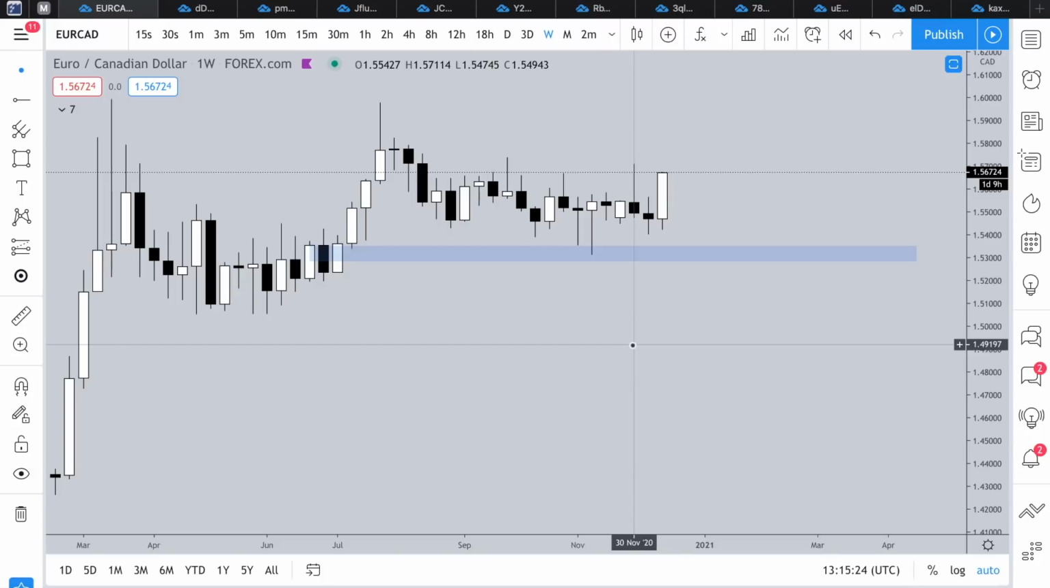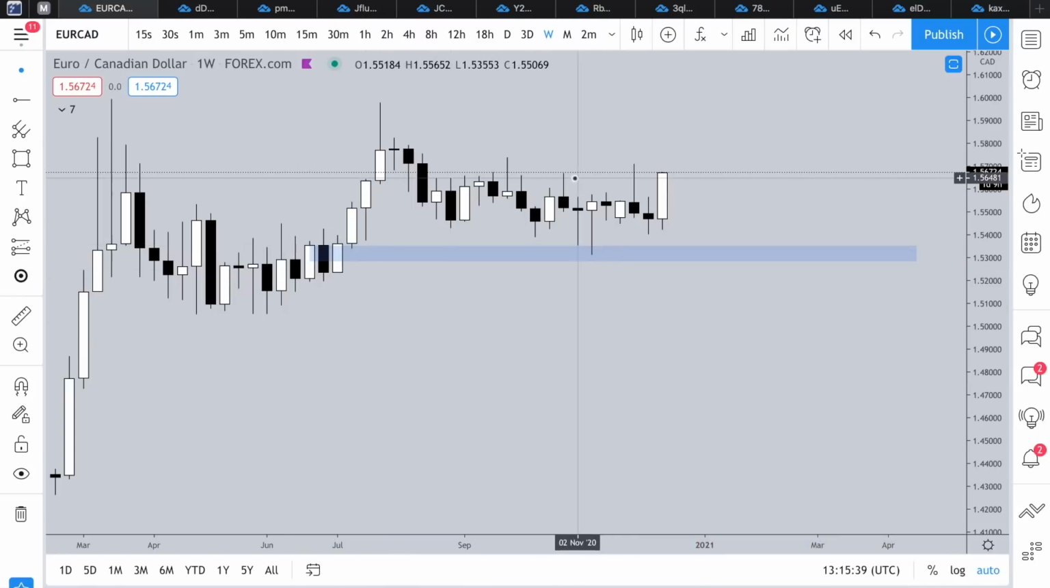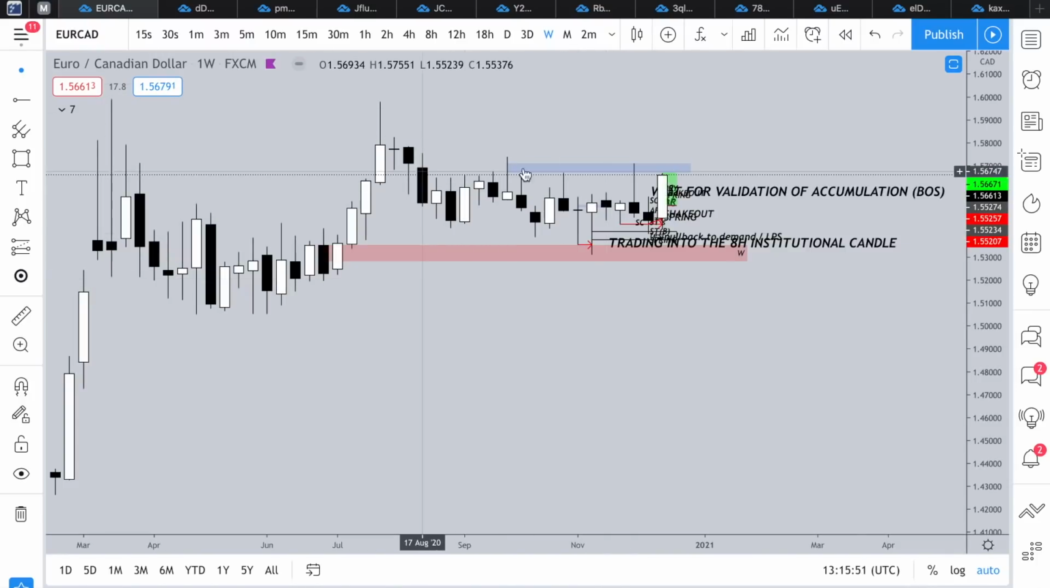The reason I'm on forex.com now is because the FXCM data feed right now has a lot of my analysis on it, and we wouldn't be able to see the weekly point of interest extremely clearly. On the weekly time frame, it's very straightforward. We just have a weekly institutional candle in the middle of the range that we have rejected, and the entries came into play based on this weekly institutional candle. However, the major analysis started based on the 8-hour time frame.